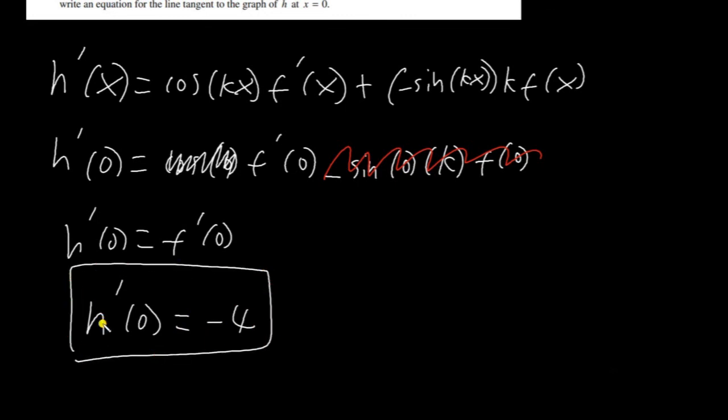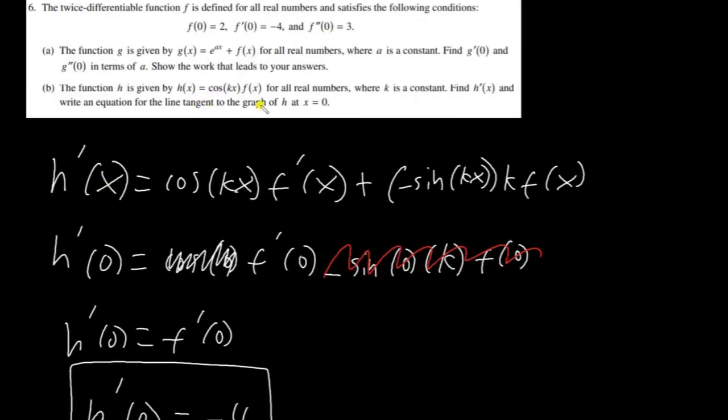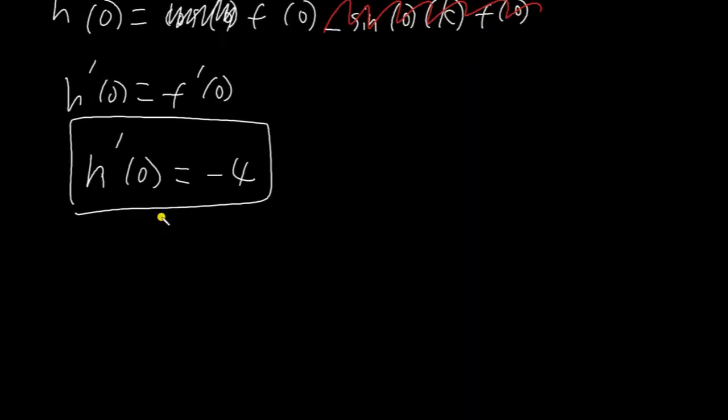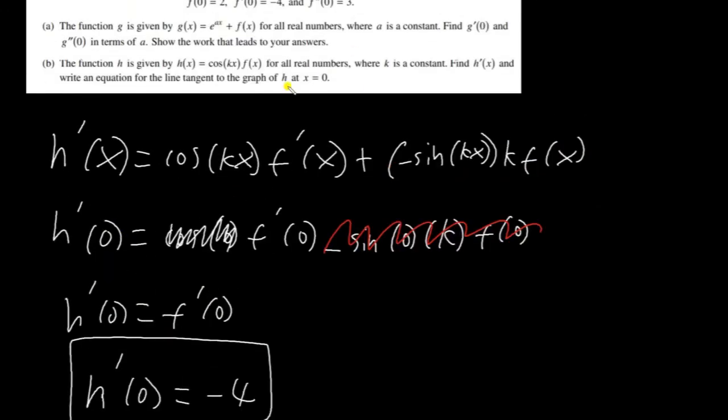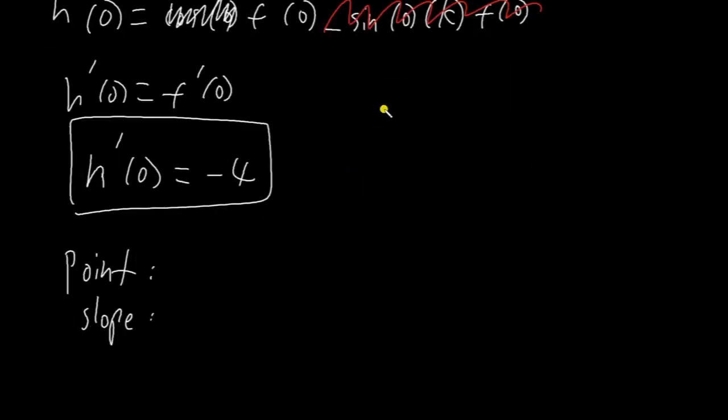They also wanted us to write the equation for the line tangent to the graph of h at x equals 0. So the way we're going to do that, since they want us to write a tangent line, immediately you write down two things on your paper. Write down point, write down slope. We need to find a point, so we need to find a point where x equals 0. That's going to be 0, comma h of 0, right? That's the point. And the slope is going to be the slope of the function h at 0, which is h prime of 0, which is -4.